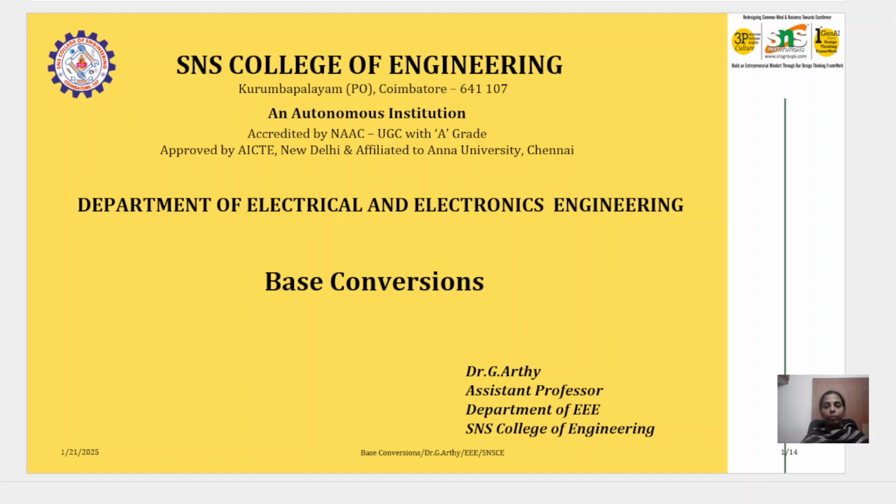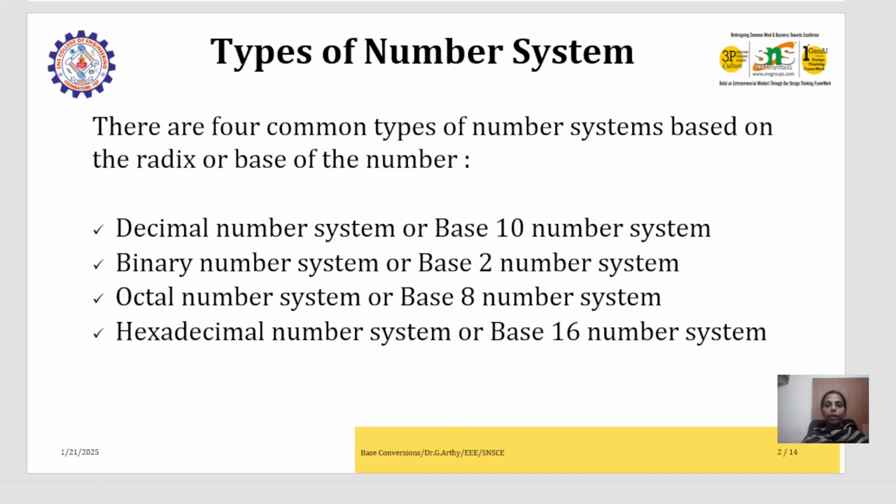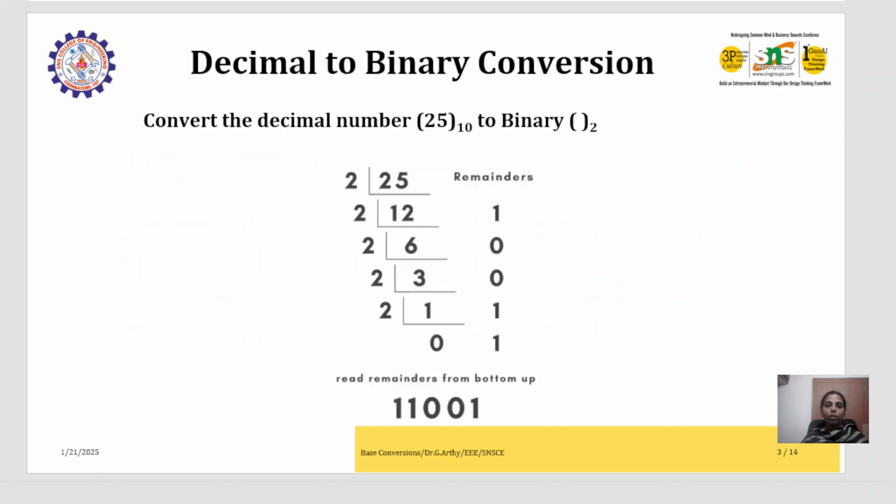Hello everyone. In today's lecture, we will discuss base conversions in digital electronics. In the previous session, we discussed the different number systems. Commonly, the decimal, binary, octal and hexadecimal number systems are used. And decimal and binary are the most frequently required ones in digital electronics.